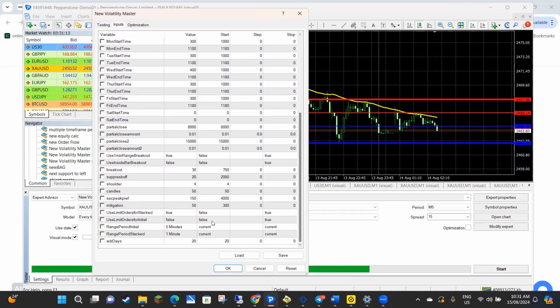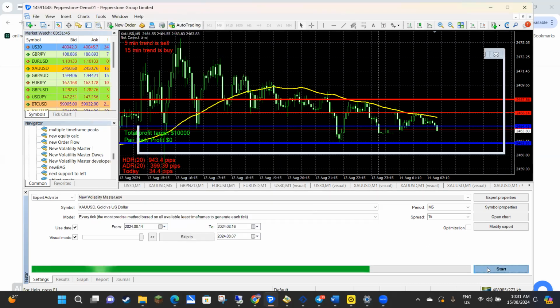The other new setting we'll be covering here is we can now set a separate range for our initial trade than we have for our stack trades. And so these are the settings I'm personally using for gold. I'm using the range period for the initial trade at 5 minutes, but then for any trades that get stacked after that, I'm just basing that off the 1 minute time frame.